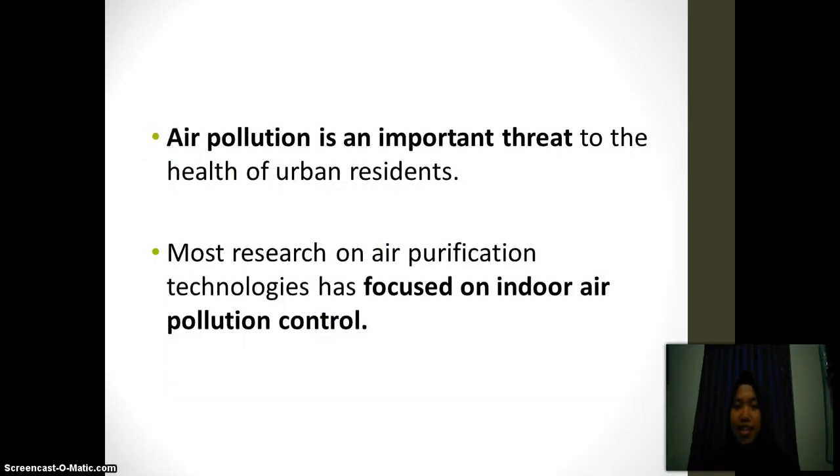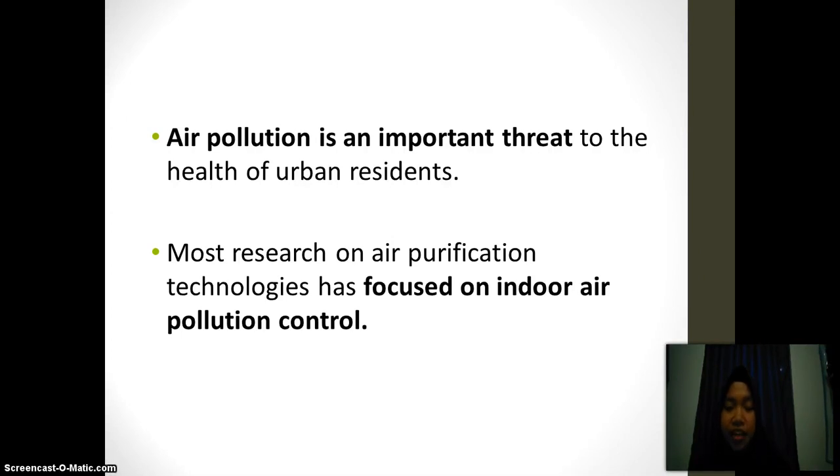Okay. Next is the background of the research in this article. Air pollution is an important threat to the health of urban residents. This research is done because there are many illnesses caused by air pollution, such as asthma, lung cancer, and cardiovascular disease.